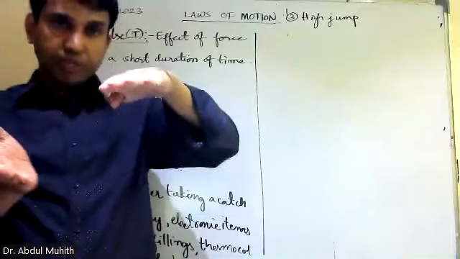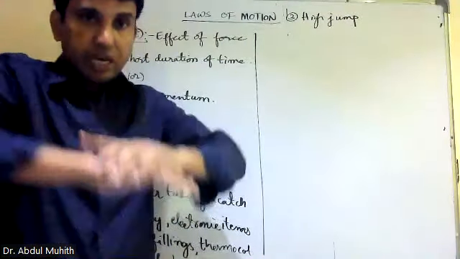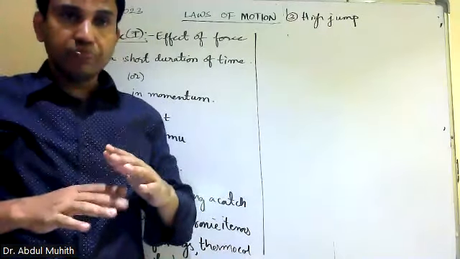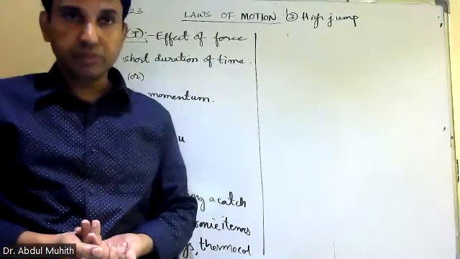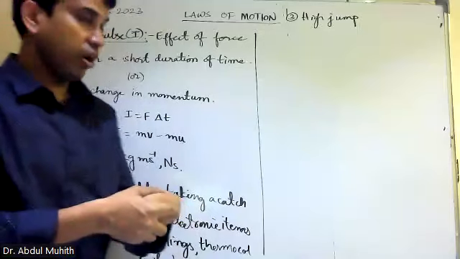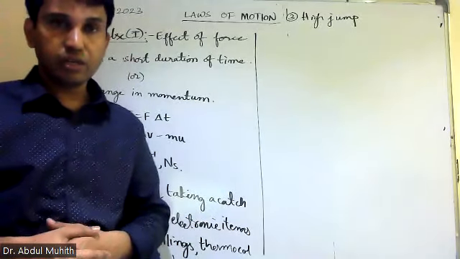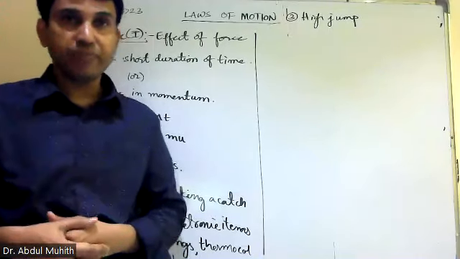So what is happening when the person jumps like this? There is a cushion. He goes down and comes up, is it not? So the more the time, the less will be the impact on the person. Suppose I go and hit the wall now. Will the ball go inside? It doesn't go, right?